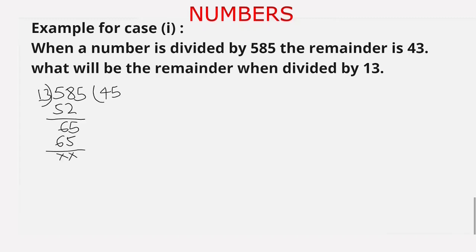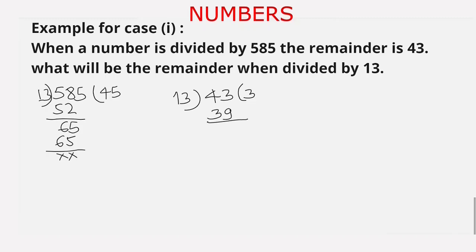Now to find the remainder when the unknown number, which was giving the remainder 43 on dividing by 585, is divided by 13. So we will divide the remainder 43 by 13, and 13 divides 43 for 3 times.